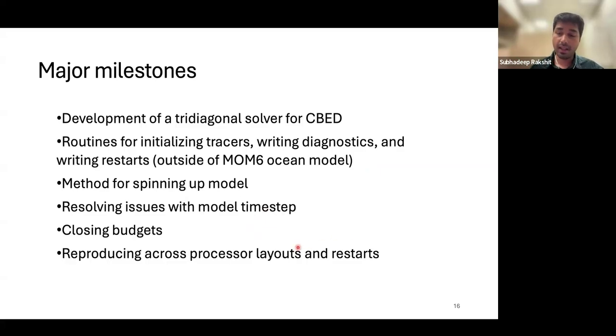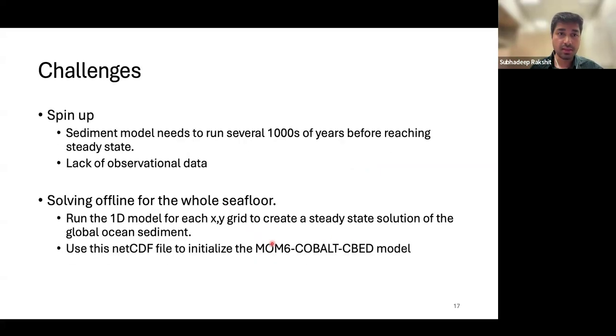Yeah. And so the next slide. Some of the challenges are that, essentially for the spin up, in the GFDL ESM configuration, if you want to really spin up the model, it will take a very long time before it reaches the seafloor steady state. So we essentially ran the model offline to create a steady state seafloor, which we then use as an initial condition for our coupled run.